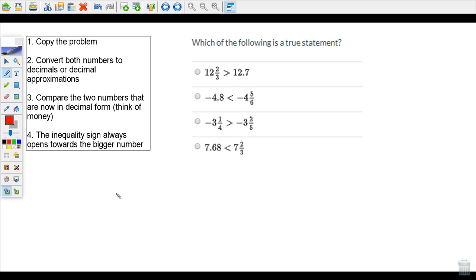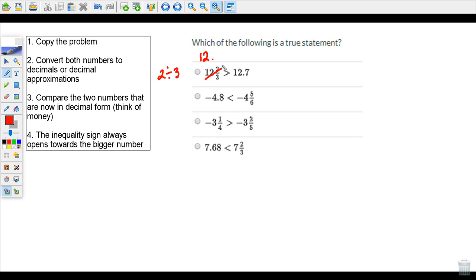So let's look at 1. It says, which of the following is a true statement? So we have to decide which one of these is true. Again, here's our steps. So you would copy these, you would convert them to decimals, and what I would like you to do is just cross off the fraction. So 12 and 2/3, we automatically know the whole number is going to be 12. So in front of the decimal point, it's going to be 12. The whole number is not going to change. We need to convert this 2/3 to a decimal. So we need to do 2 divided by 3 on the calculator.